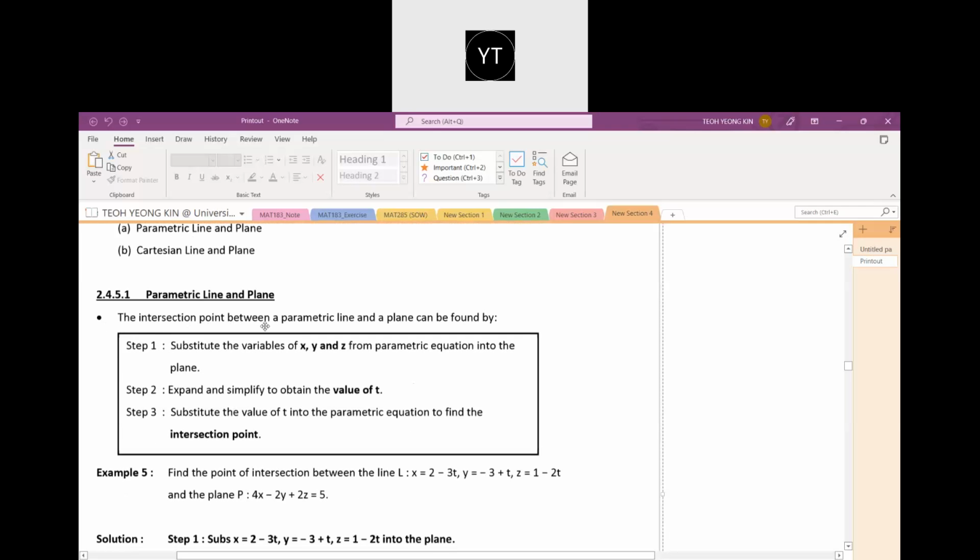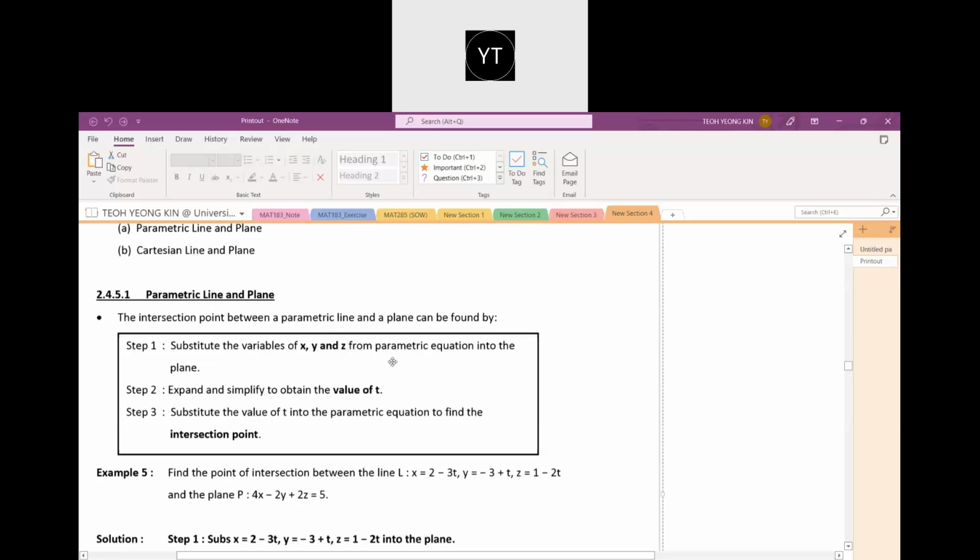The intersection point between a parametric line and a plane can be found in three steps. First, we substitute the values of x, y, and z from the parametric equation into the plane. We have x, y, z in terms of t, and we substitute into the equation of the plane, expand and simplify to obtain the value of t. Then, from the value of t, we substitute back into the parametric equation to find the intersection point.